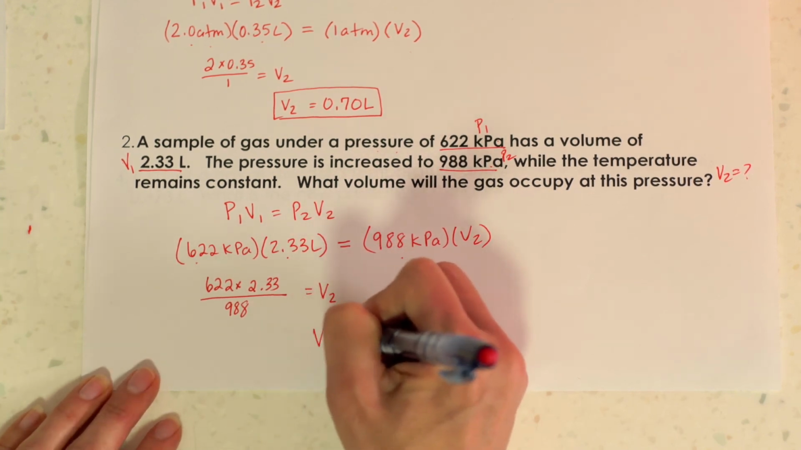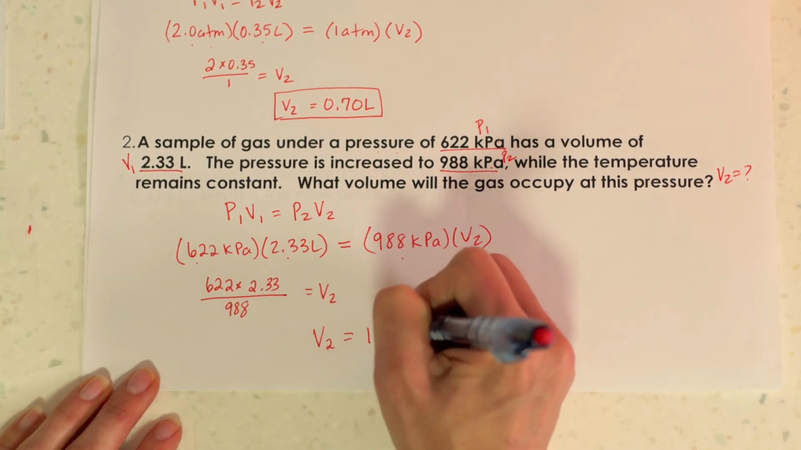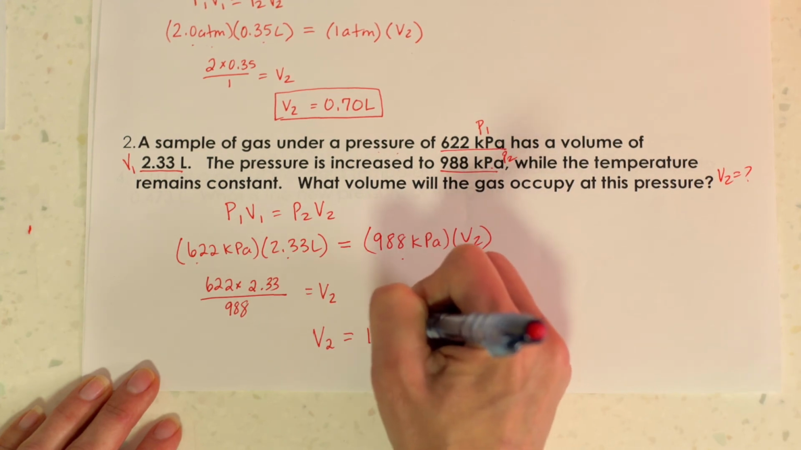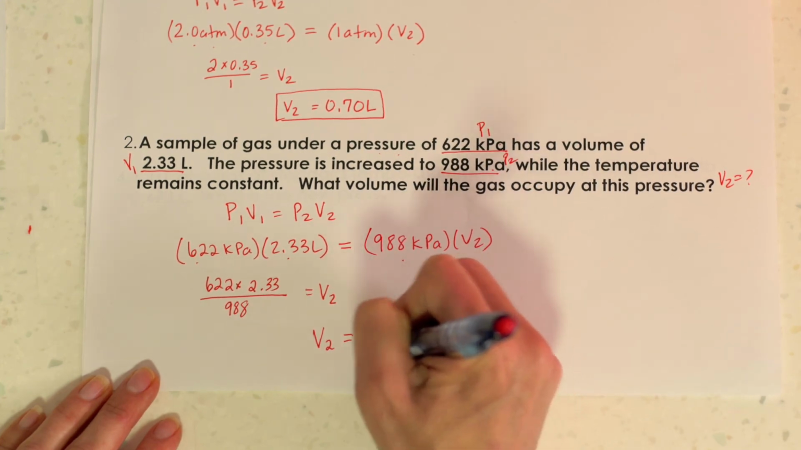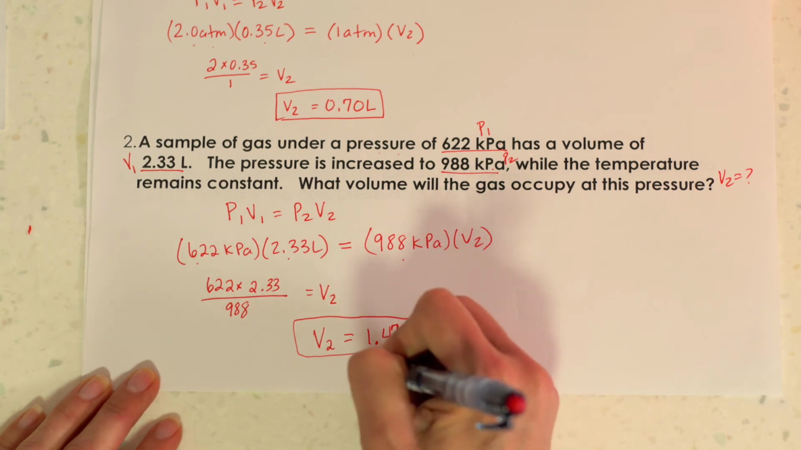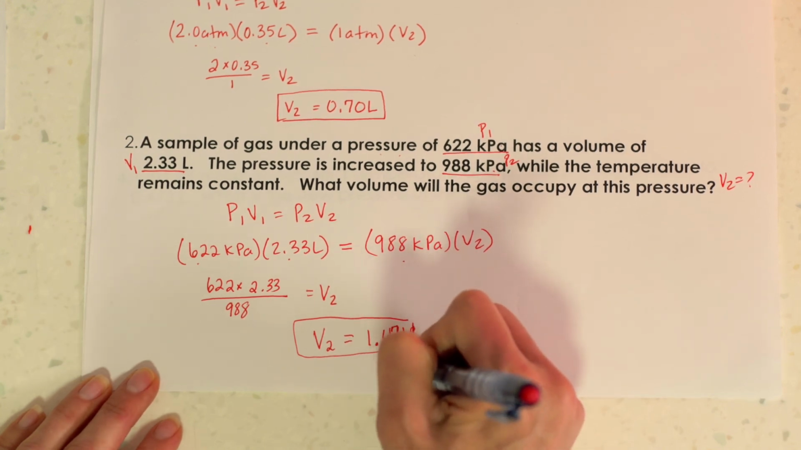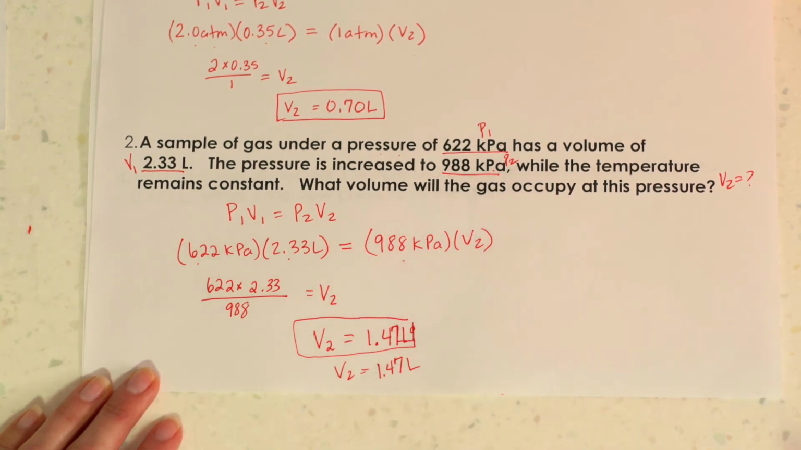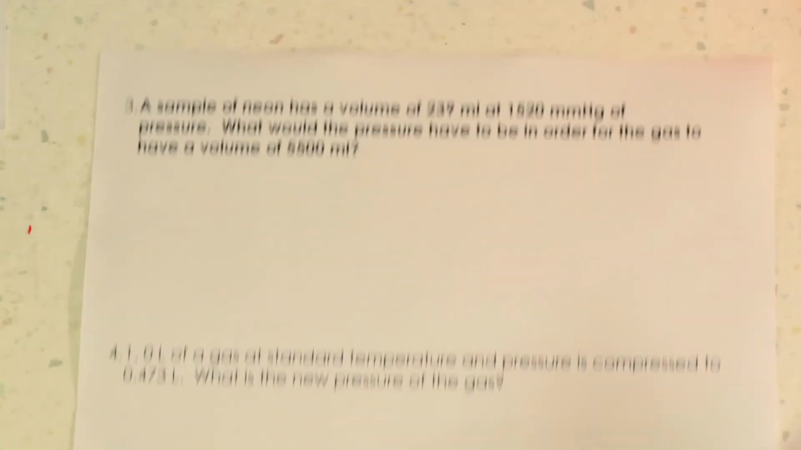So V2 equals 1.47 liters. Need to rewrite that. 1.47 liters is your volume. Okay? And then you can see on the next one that you're going to be doing on your own.